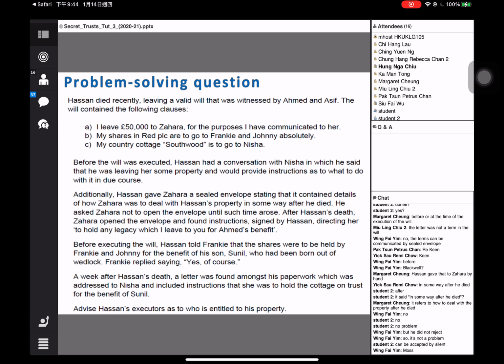Now, okay, let's recap then. We've got intention, we've got communication, we've got acceptance. Okay. Now, if all those three requirements are met, then it seems that we have a valid half-secret trust, and so Zahara will hold the property on trust for Ahmed. But hang on a minute. There's another potential problem here, isn't there?